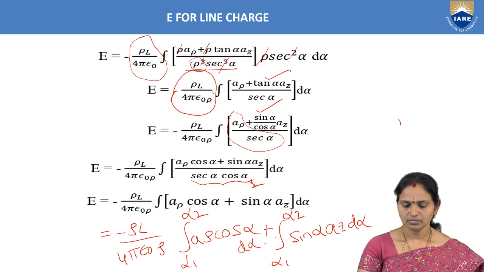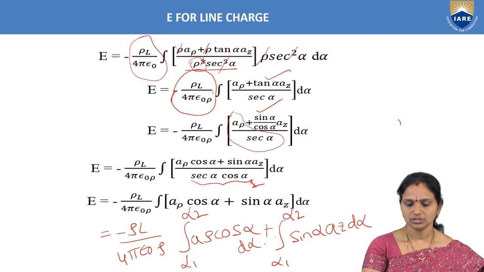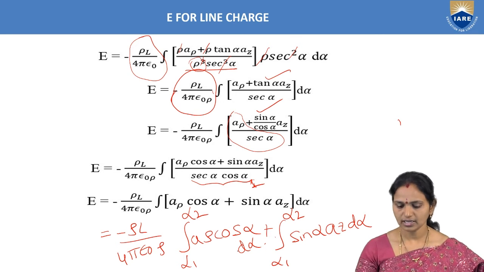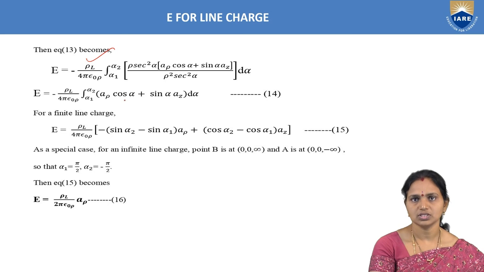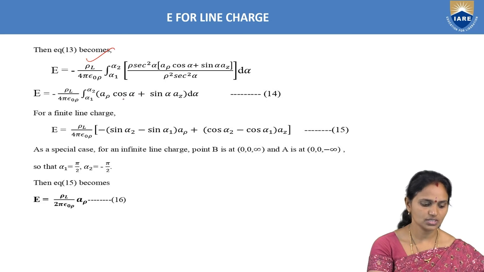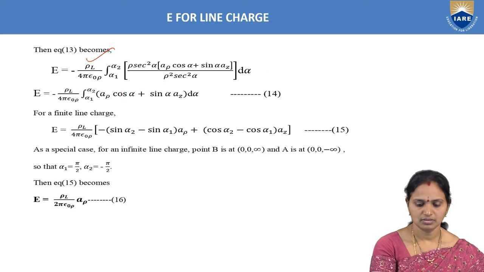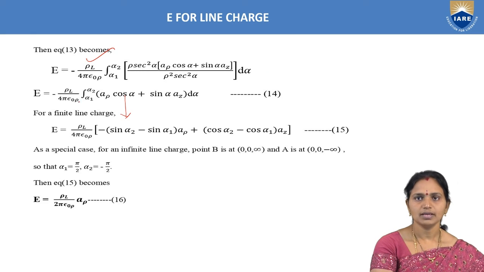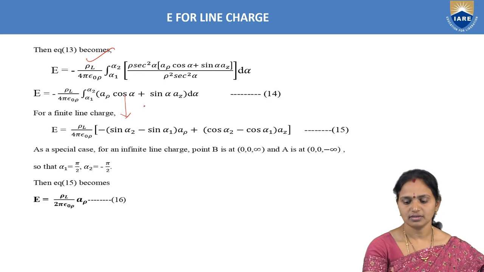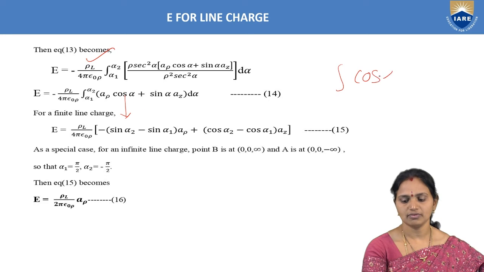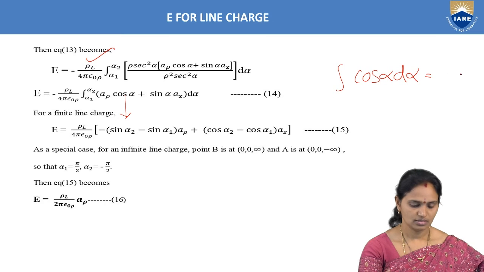So now we have to integrate these two terms. Here, integral cos alpha d alpha gives us sin alpha, minus rho L by 4 pi epsilon naught rho, alpha 1 to alpha 2, a rho cos alpha. By separating and integrating these two terms, integral cos alpha d alpha results in sin alpha.